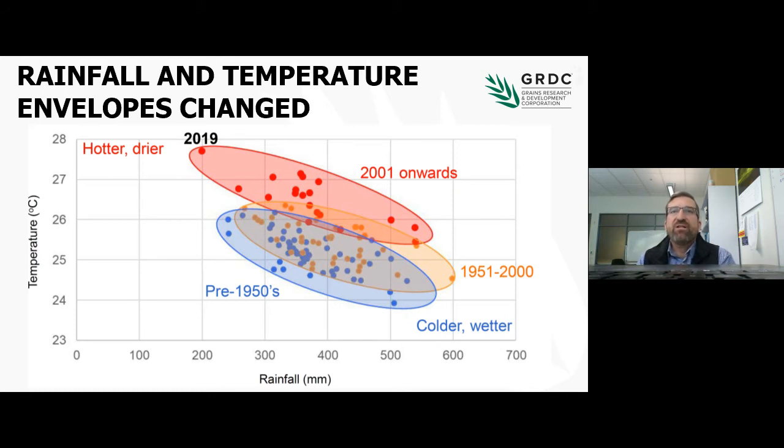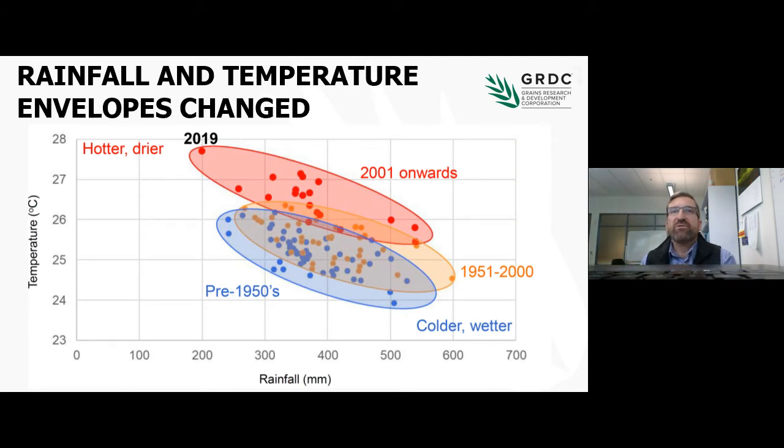So what you can see is, if we look at the historical record before the 1950s, those are highlighted in blue dots. You can see that there's a range of warmer, drier conditions and colder, wetter conditions. Then in the next period, 1951 to 2000, we still have that wetter and drier range in our envelope, but the envelope has shifted up, indicating warmer conditions being experienced.